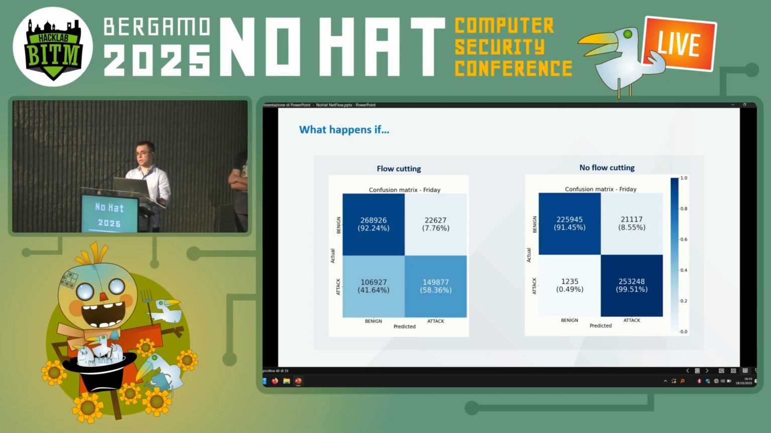So it appears that not cutting flows is beneficial for performance. We believe this is because in the no-cut scenario, normal flows have a longer average duration, so they are easier to distinguish from attacks. However, more research is needed.